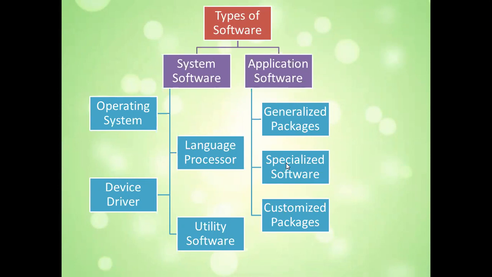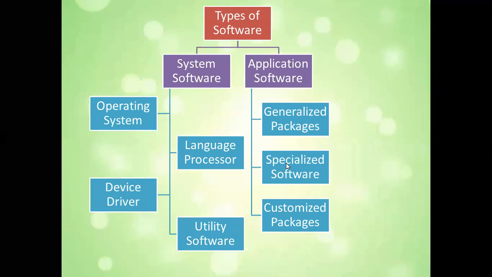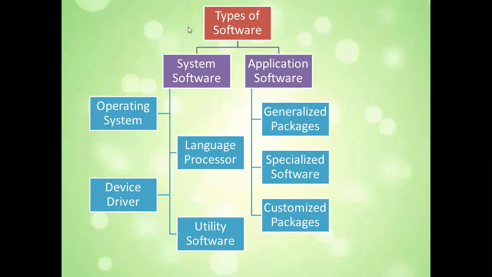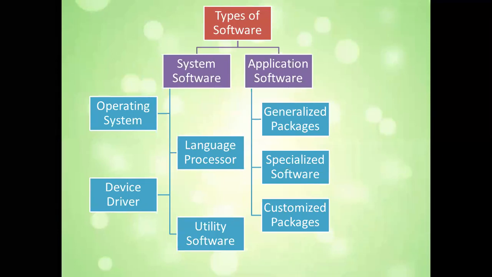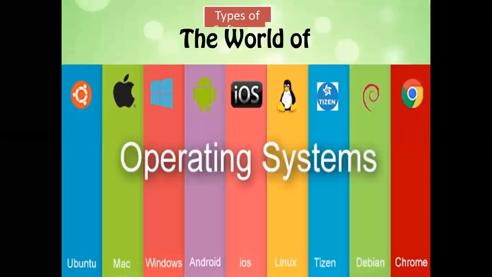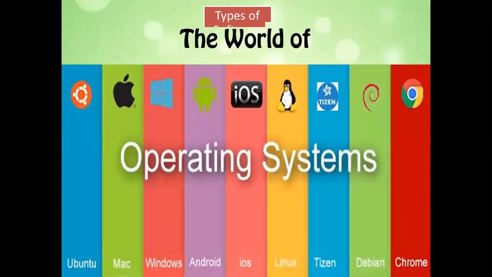So this is how software is categorized into two parts: system software and application software. System software are those software which are required by the computer, and application software are those software which are required by us, which we are using. Okay, next, under the system software, the most important is the operating system. So first we are starting with the operating system only.